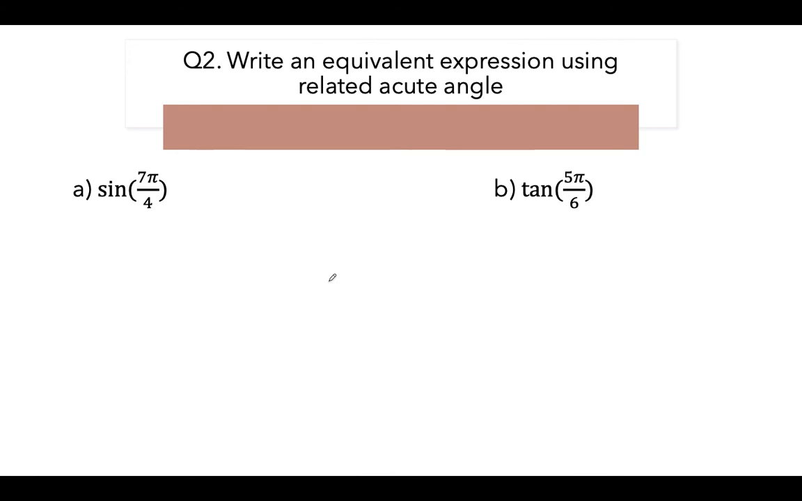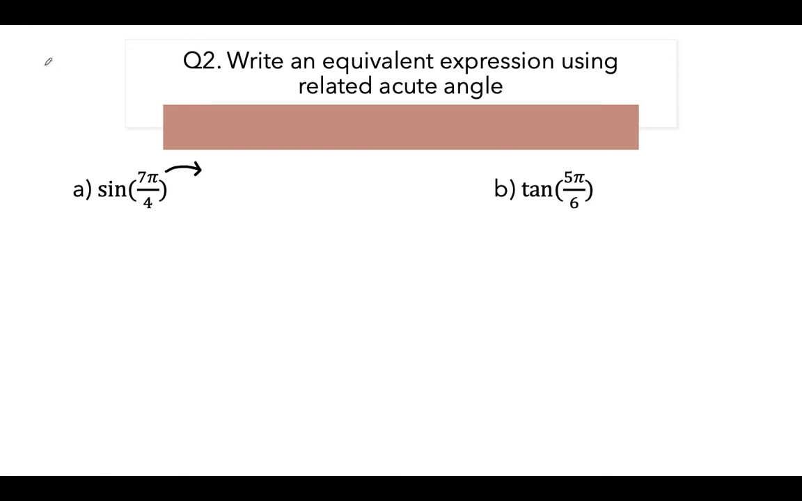Next, it says write an equivalent expression using a related acute angle. There are different steps to this that you have to remember. First, when you're given the angle in radians, it might be a smart idea to figure out what this is in degrees, so you can figure out which quadrant it's located in.